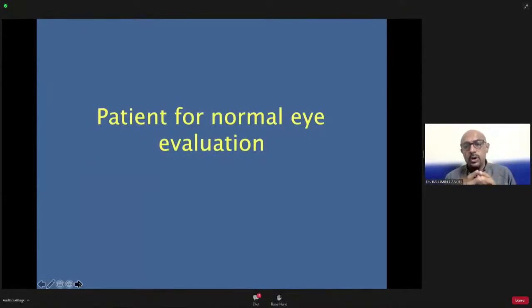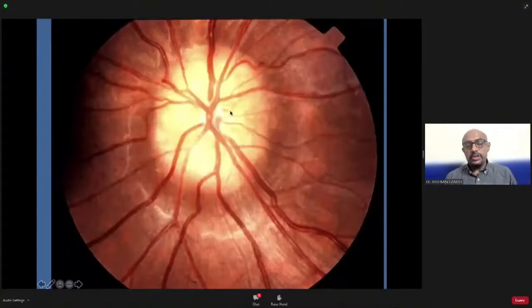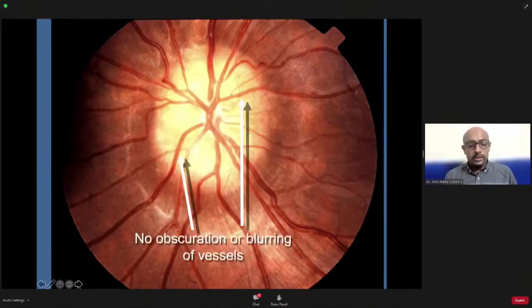Now, what if you saw a suspicious disc in somebody who had just come for a normal eye evaluation like this? This patient came for a normal eye examination, and you found a disc which looks like this. Obviously, this does look elevated, but if you look at the surface of the disc and at the blood vessels, they are clearly visible. What it tells you is that there is no axonal swelling. So this is a pseudo disc edema. This patient had a buried drusen.